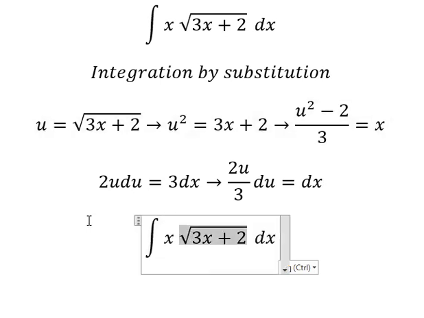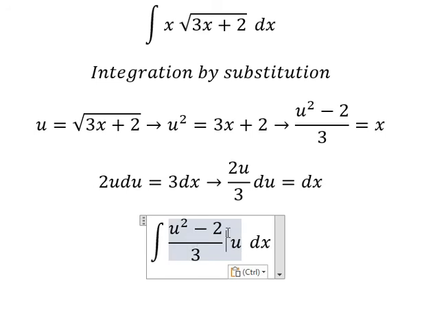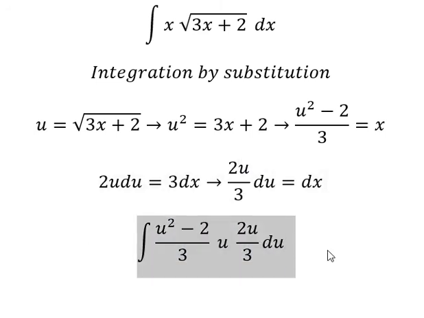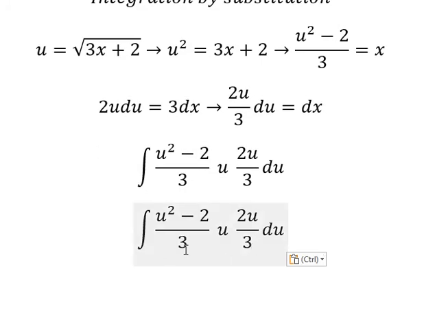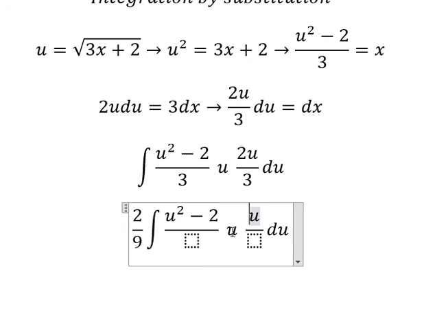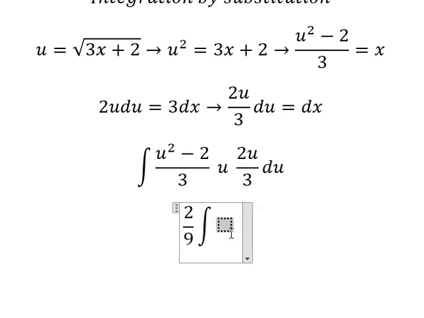This one we change to u. s we change to this one. ds we change to this one. So number 3, we have number 9. So number 2 I will put outside. u and u, we have u square. So in this situation, it should be like this.